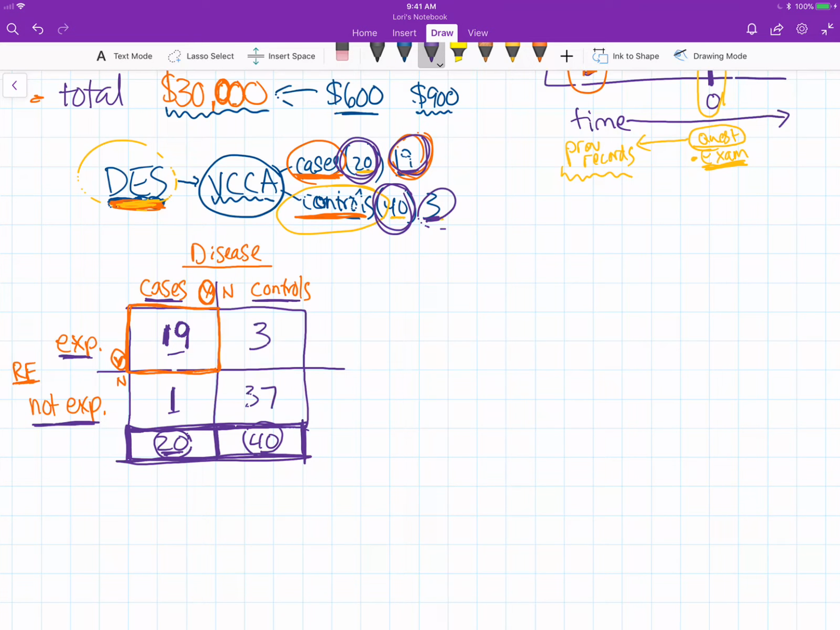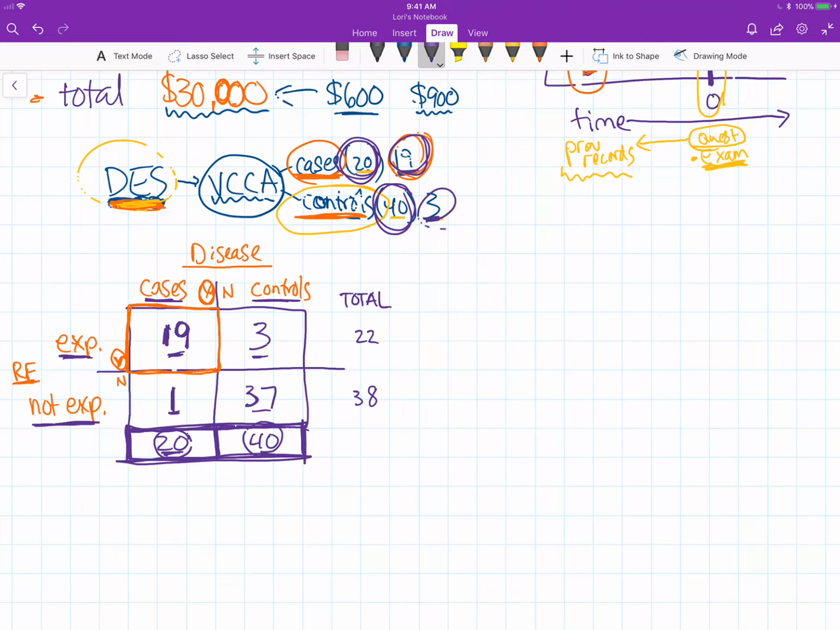So now we have all of the cells in our table filled in, and I'm going to add one more piece of information over here on the right. This is not as important, but I'm doing it partially to be complete, and then also partially so that I can answer another question that comes up commonly for case control studies. So basically 19 plus 3 is 22. 37 plus 1 is 38.